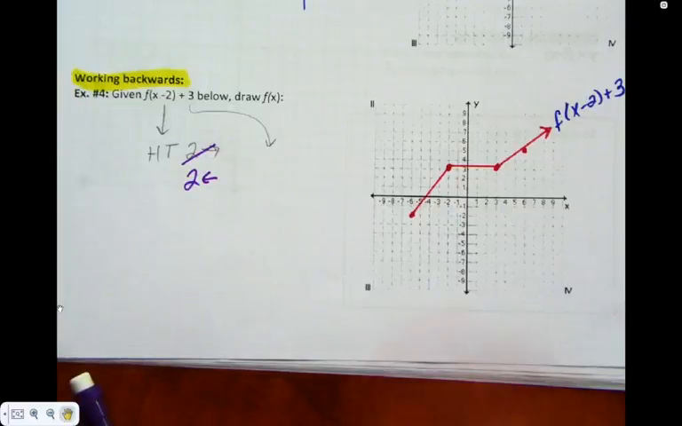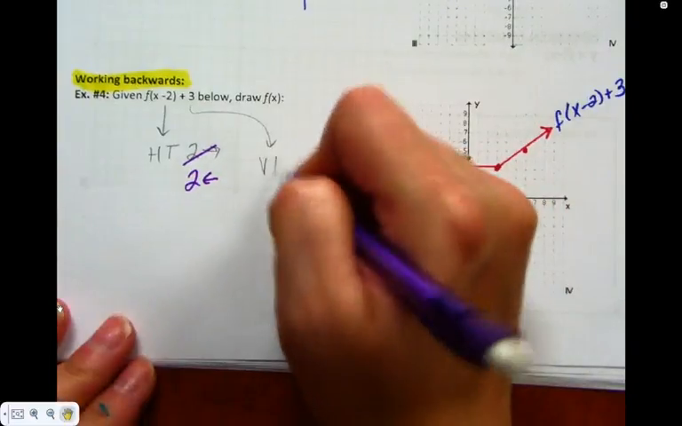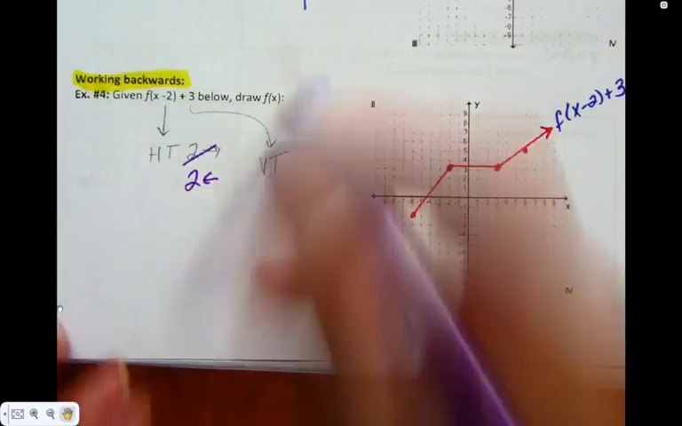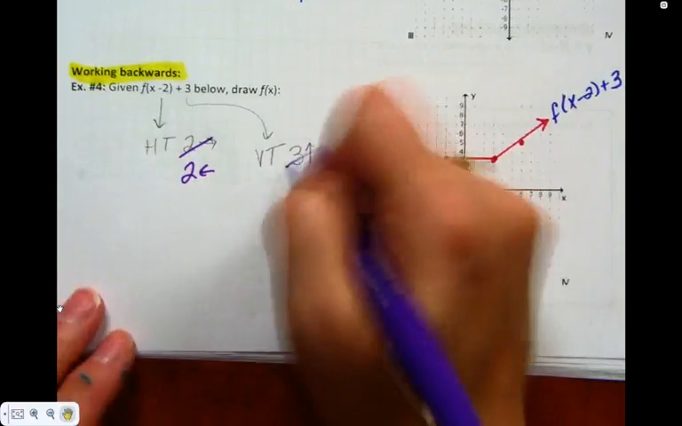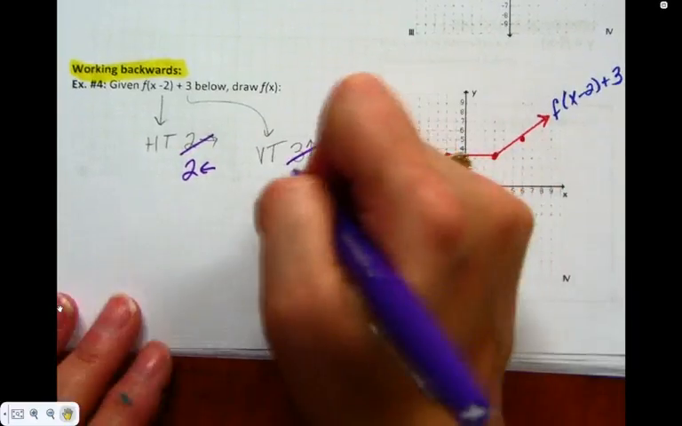The 3 that's on the outside of brackets all by itself. Outside means it is vertical translation. It would have been 3 units up. So to go backwards, we need to go 3 down.